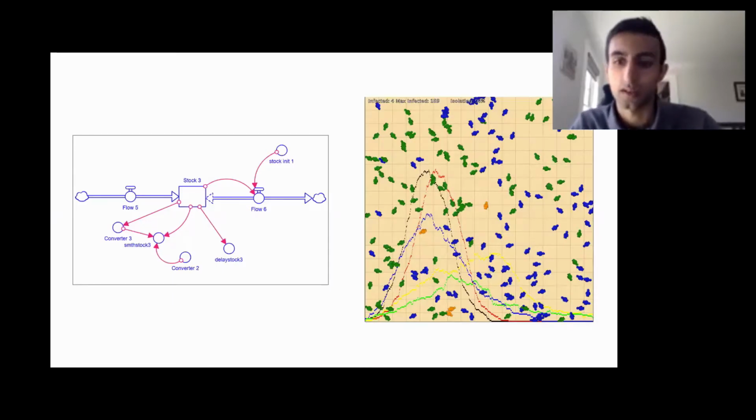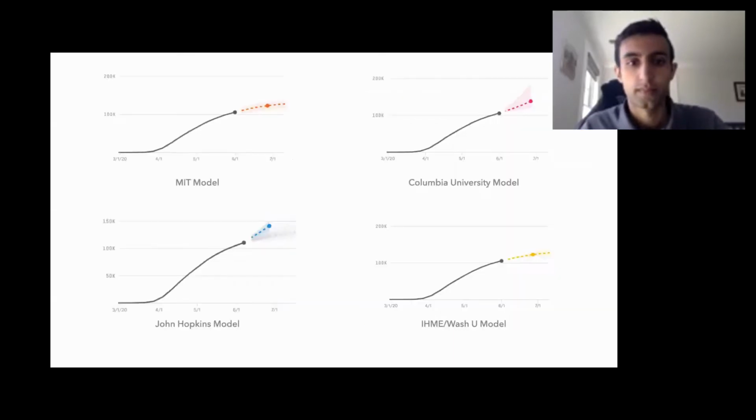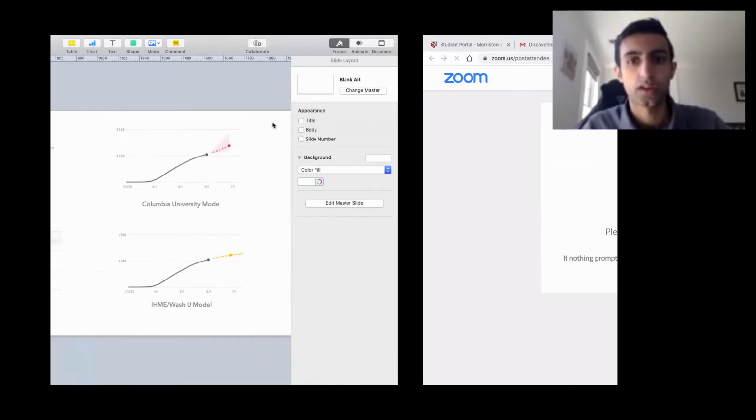Just first off, a little primer before I start my demonstration. On your left, you see an aggregate model with stocks and flows. And then the converters are used to convey information on the numerical relationships between stocks and flows. And then on the right is the agent-based model, which models the individual and their interactions with infected or susceptible people. So I'm just going to briefly go into a demonstration to start it off.